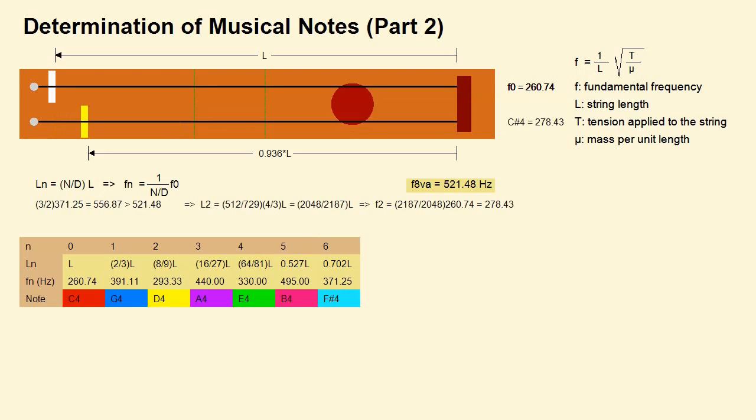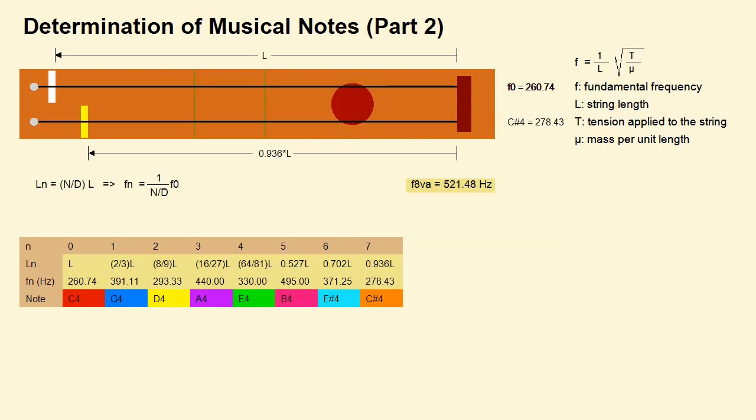This setting at 2048/2187 of the string length produces a joint sound of both strings that is acceptable to the ear. We will note this in the table. If we multiply the frequency of the note C sharp 4 by 3/2, we get a frequency of 417.65 Hz, which is lower than 521.48 Hz. It corresponds to the note G sharp identified as G numeral 4.